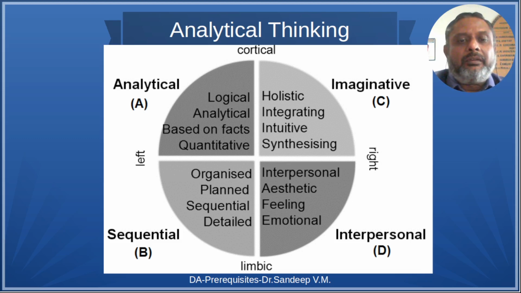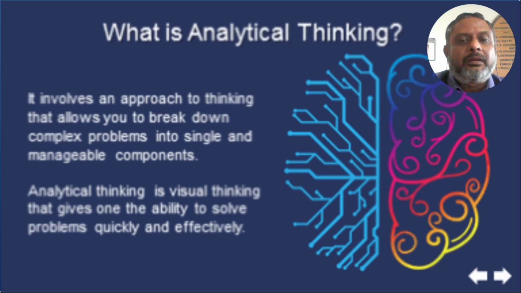So where are we? We are more on the front left side. That's logical, analytical, based on facts, more quantitative. So we are working on analytical thinking. It involves an approach to thinking that allows you to break down complex problems into simple and manageable components. Analytical thinking is visual thinking that gives one the ability to solve problems quickly and effectively.